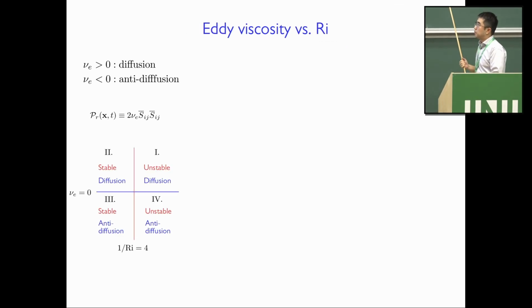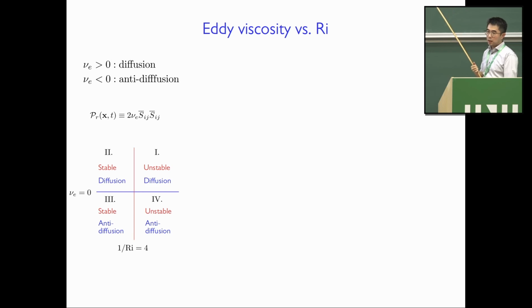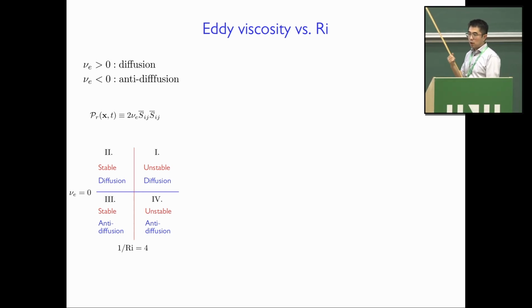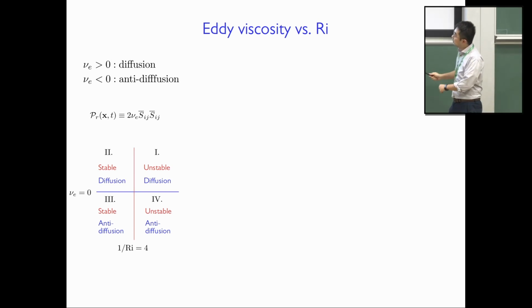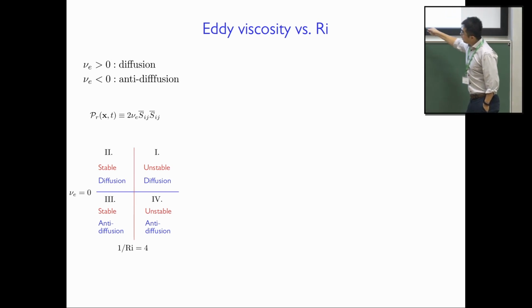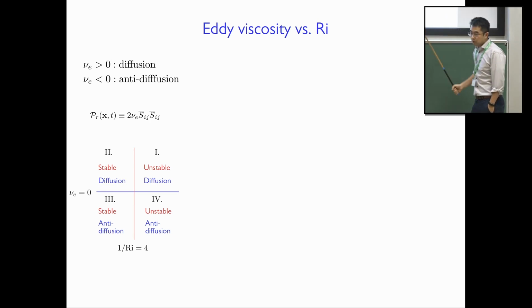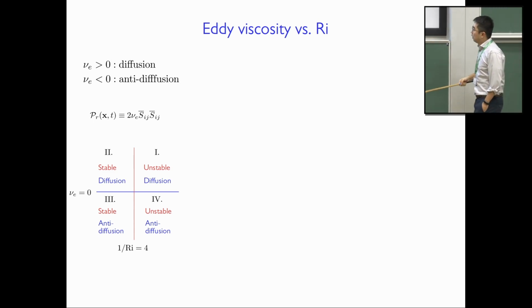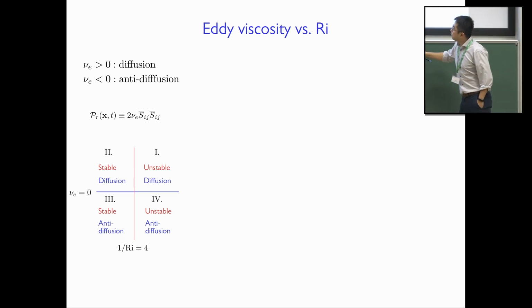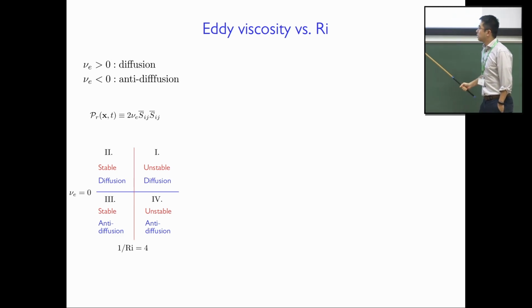Is there a relationship between the eddy viscosity and Ri, which describes how stable the local flow is? I'm approaching this in a phase diagram like that. Anything above this blue line, I have positive nu e. Anything below, I have negative nu e, meaning anti-diffusion versus diffusion. Anything to the left of this red line, I have stable scenarios, and to the right, I have unstable scenarios.